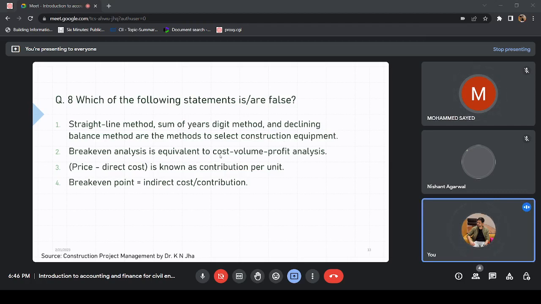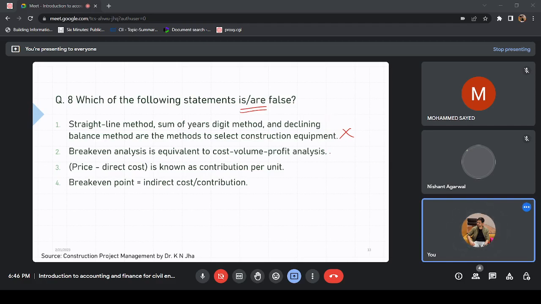As the problem can be multiple choice, let's see. Straight line, these are the methods for calculating depreciation, right? Not to specifically select a construction equipment. So this is false. These help you in making the cash flow diagrams, including taxation. So yes, they can influence your decision, but these are not the methods.